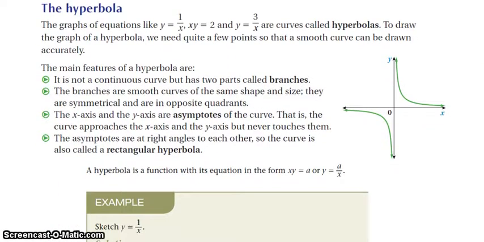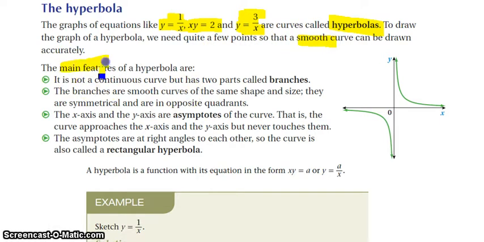Next type of graph is the hyperbola, and we've also looked at this before. So anything that looks like this, something over x, y equals something over x, or xy equals something, because that's just a rearrangement of y equals 1 over x. And this graph here too. These are all called hyperbolas. To draw them, you need a few points and a smooth curve.